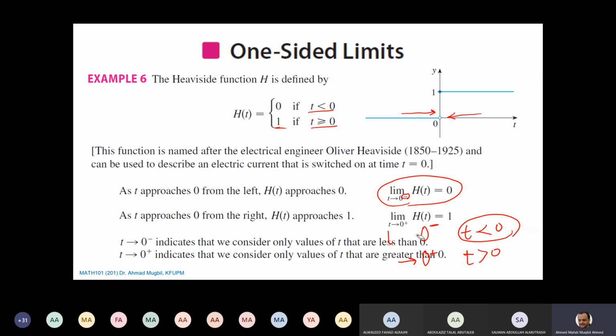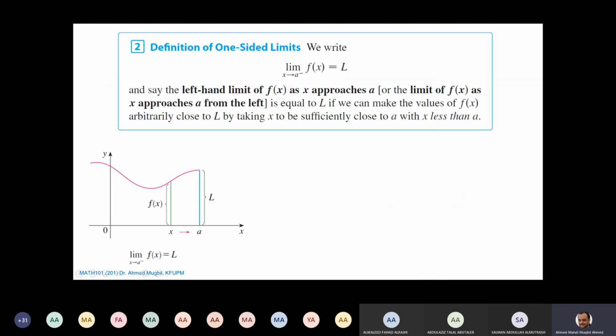I mentioned it here also. It is written here for you to revise any time if you want to understand the meaning of that. Now, let's define the one-sided limit when x approaches a.